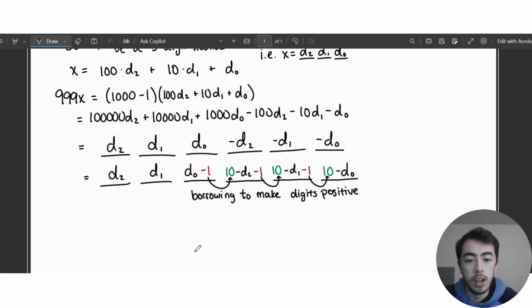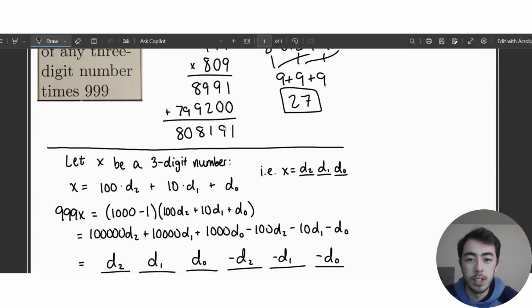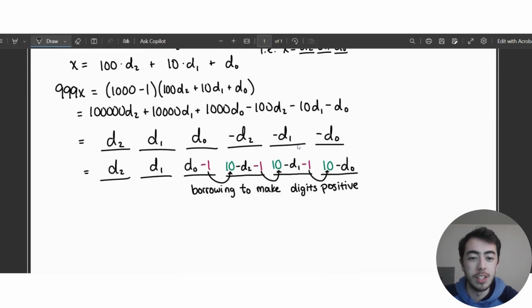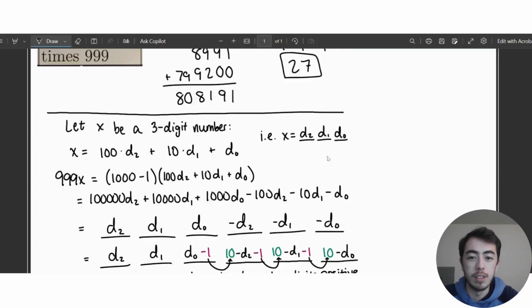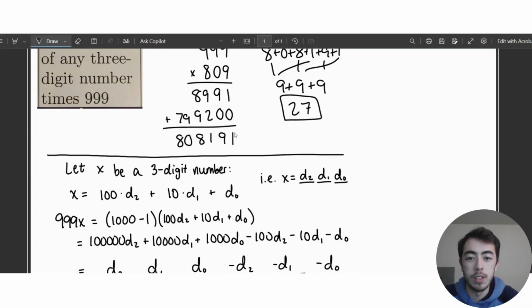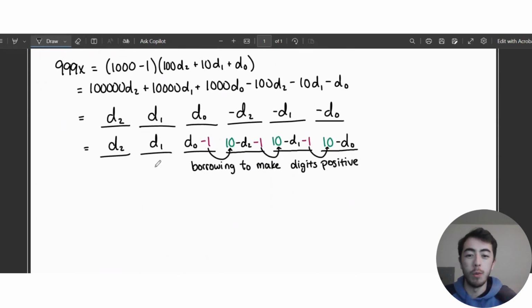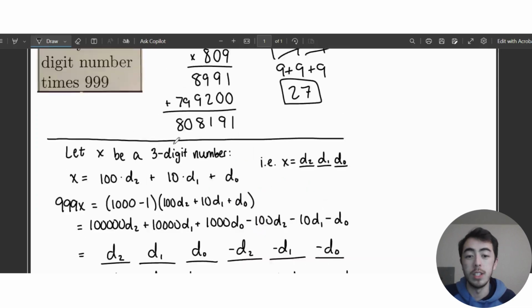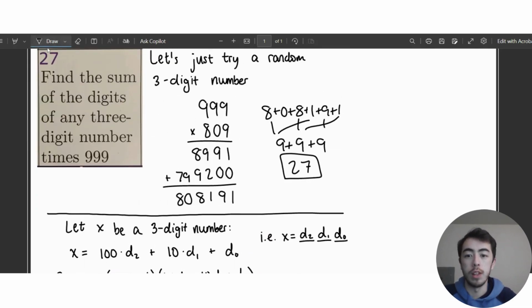Great. This is going to be 10 minus D1 minus 1. So this digit is 10 minus 0 minus 1. That checks out. And then finally, this last digit is going to be 10 minus D0. So here is 10 minus 9. Okay. So just from this example from up above, I can confirm that what I did here with the digits makes sense because it does line up nicely with the example that I have from before.